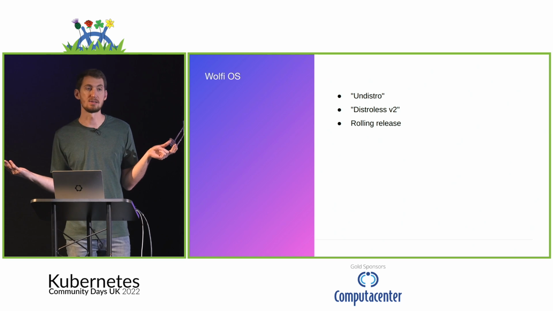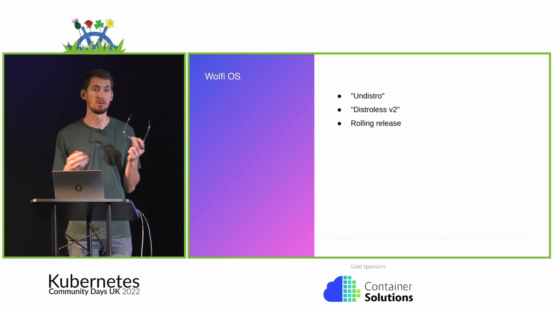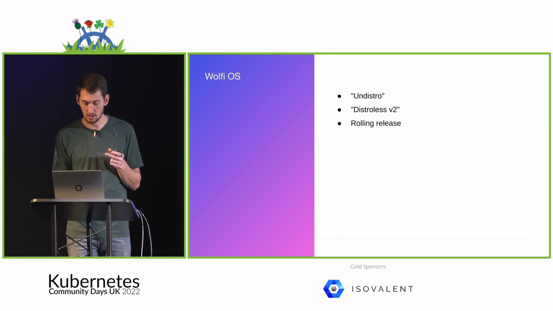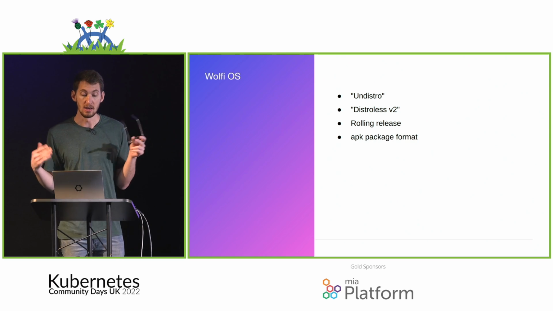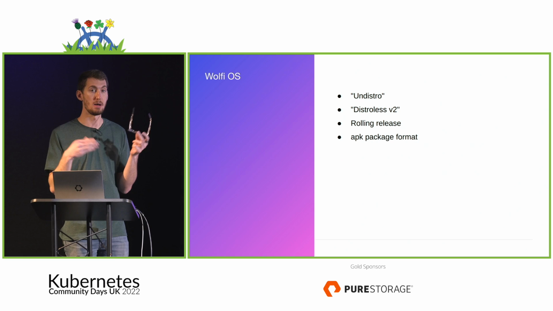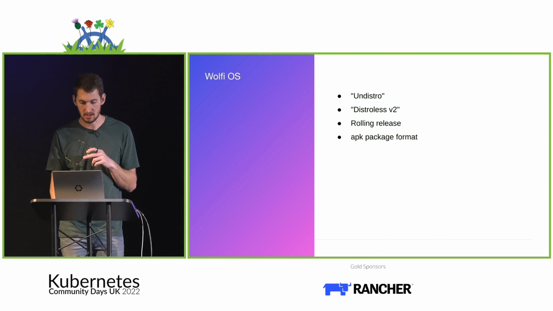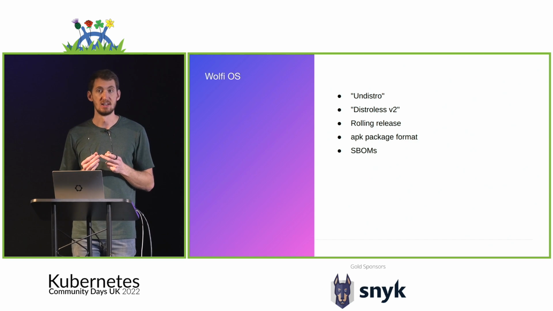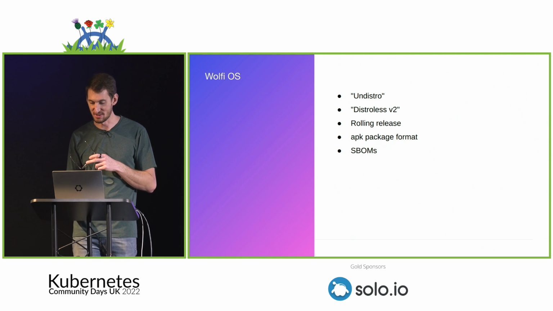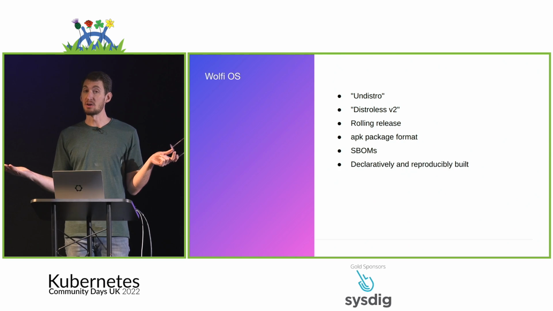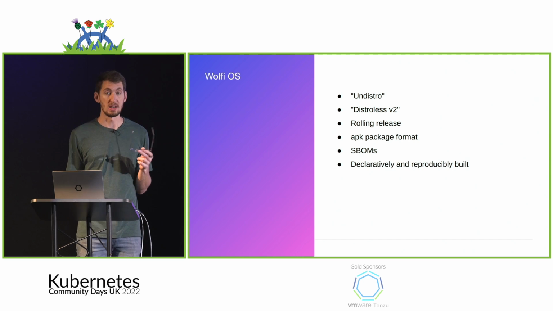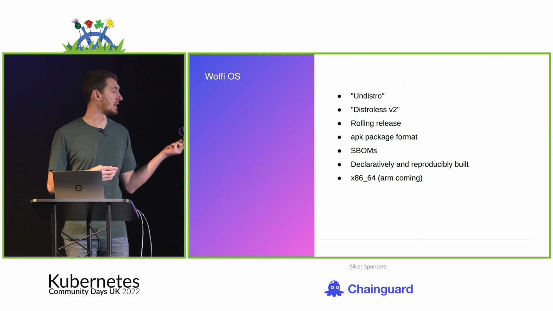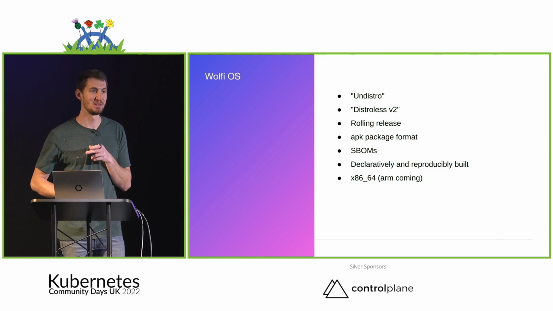Wolfi works on a rolling release, so we build a new image every day and ship it. So you want to continuously pull these down. We encourage folks to rebuild their container images daily or as you're going along with your build process. It uses the APK package format, which is from Alpine Linux. We'll talk more about that in a second. It ships with SBOMs for all the packages that are built in, which is really cool. If you haven't done SBOMs yet, you will have to at some point. It's declaratively and reproducibly built using two tools we'll take a look at in a second. And it only supports x86_64 right now, but ARM support is coming soon, so you'll be able to use it on your fancy MacBooks.